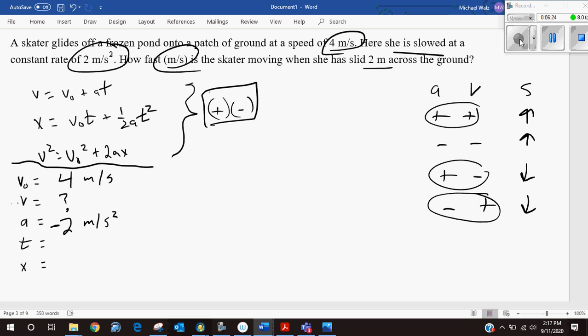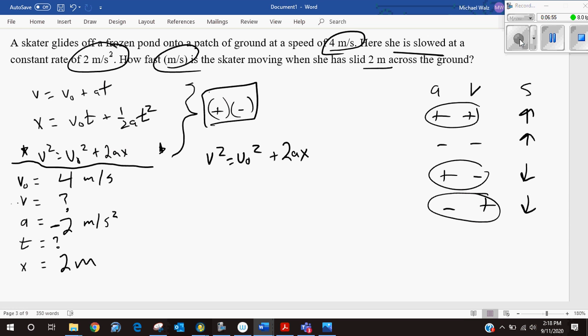Okay. Oh, and we also have the displacement too. So we're looking for V. What do we have? Okay, so I think we can use this one, right? Because we don't have a time. Could we use any other one? No. So this is the only one that we can use. So V squared equals V subscript naught squared plus 2ax.